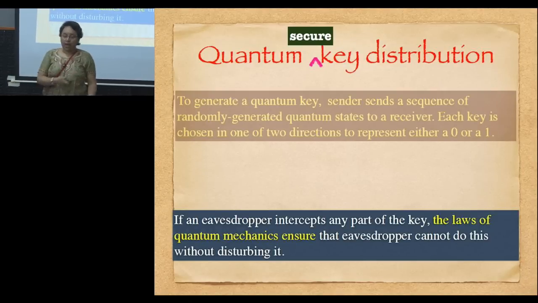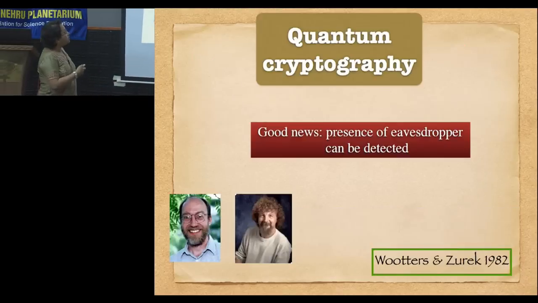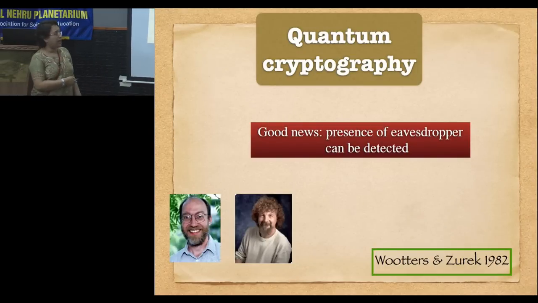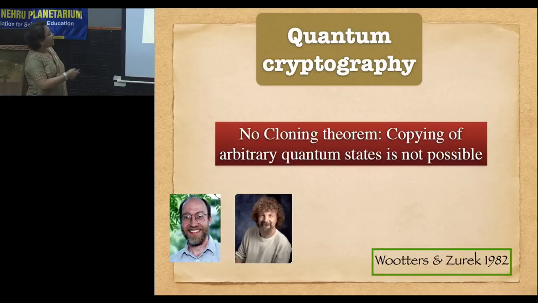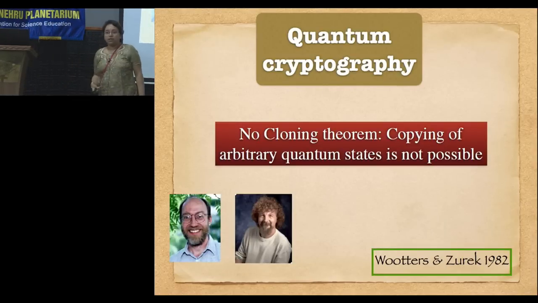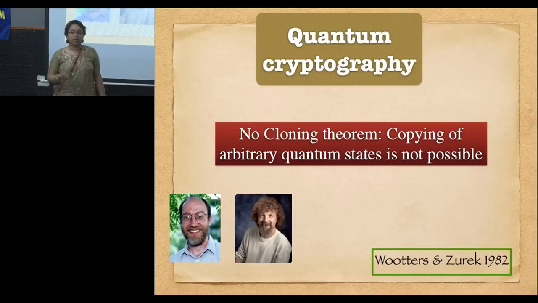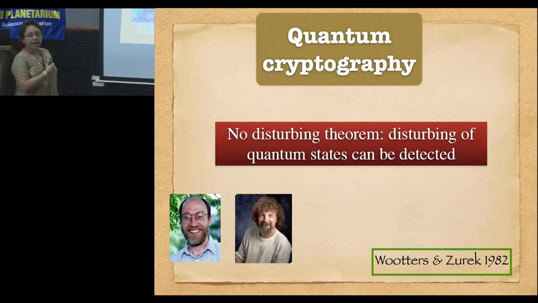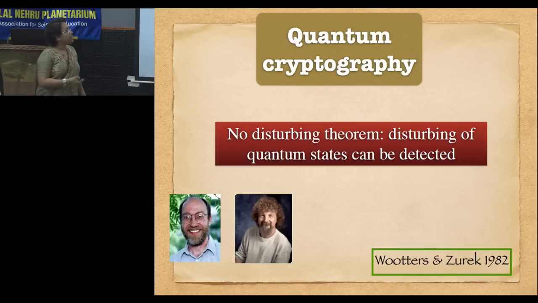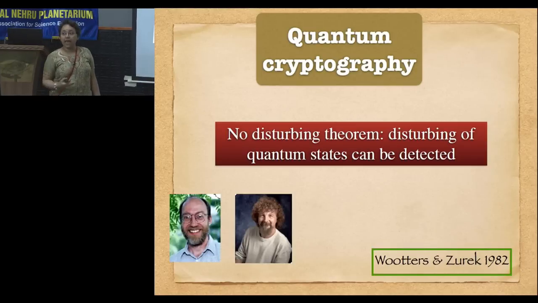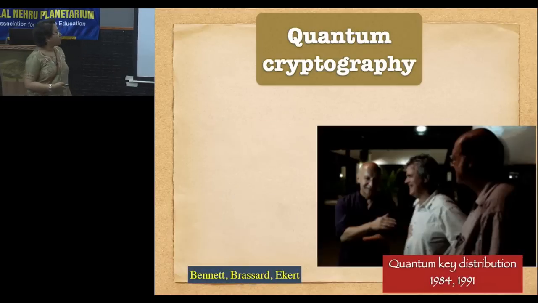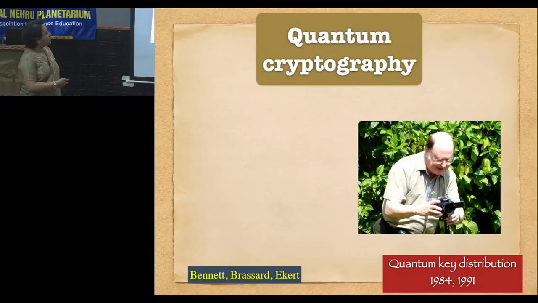Okay? So in that way quantum mechanics ensures security, and this was proved in a paper by Wootters and Zurek in 1982, which tells that copying of an arbitrary quantum state is not possible. That means the quantum Xerox machine doesn't exist. In a quantum world there is no Xerox machine, and an extension of that theorem says that disturbing any quantum mechanical system can be detected. So this theorem is important for the security of quantum cryptography. These are Bennett, Brassard and Ekert.